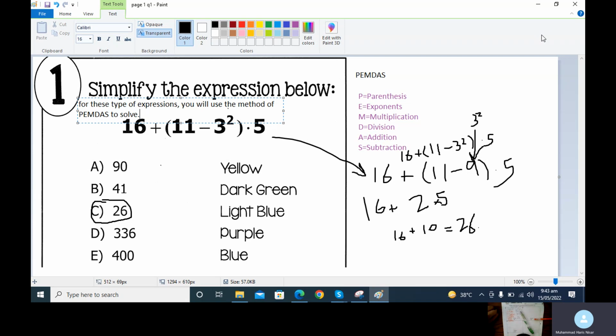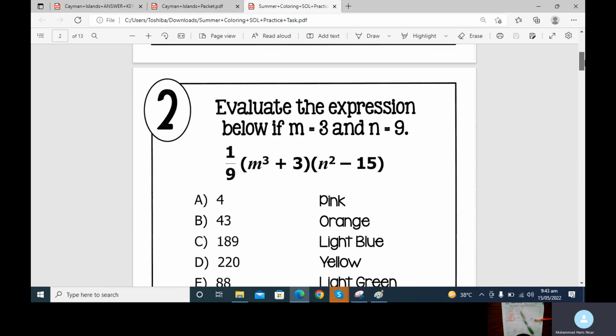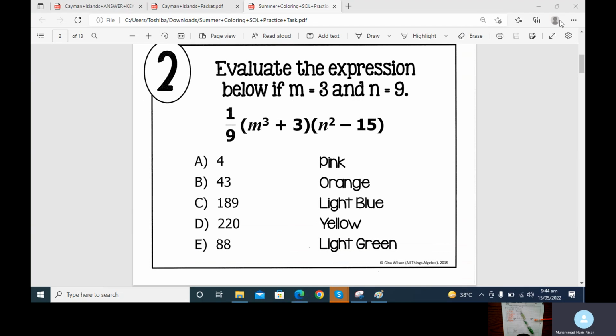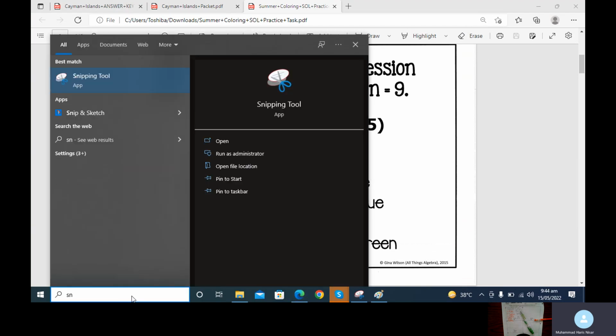So this was our first question. The right answer is 26. The second question is this one. Yes, for these types of problems I'll just use this.